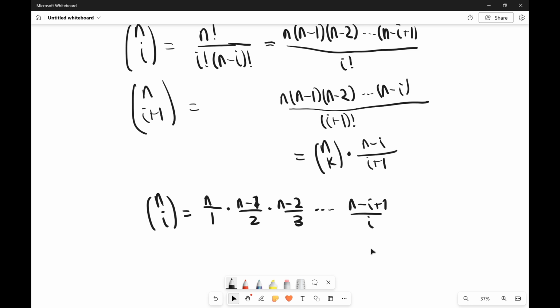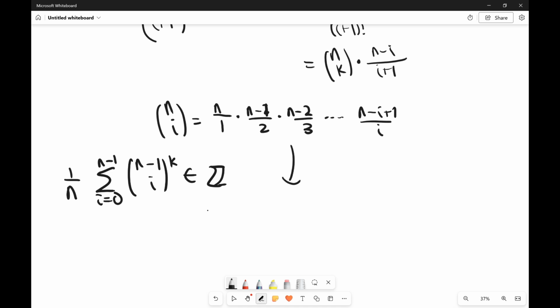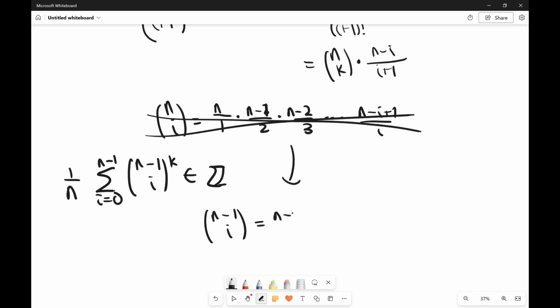And you know what? Let's go ahead and replace n with n minus 1 because it will make computation simpler, because we don't want to have to deal with n plus 1. So to change it up, we want this sum here to be an integer for all even k. And here this becomes n minus 1 choose I is equal to n minus 1 over 1 times n minus 2 over 2 times n minus 3 over 3, and so on and so forth.